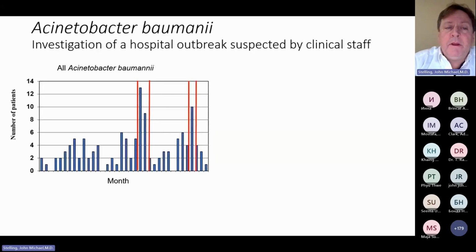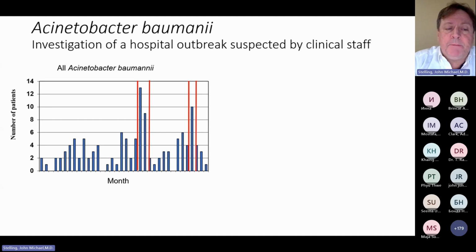This is an example of anecdotal outbreak detection in a single hospital. The hospital infection control team noticed that there were more cases of Acinetobacter baumannii than usual, but they were not certain. So they asked for a display of recent data on Acinetobacter baumannii to help them in their assessment of whether there was an outbreak or not.